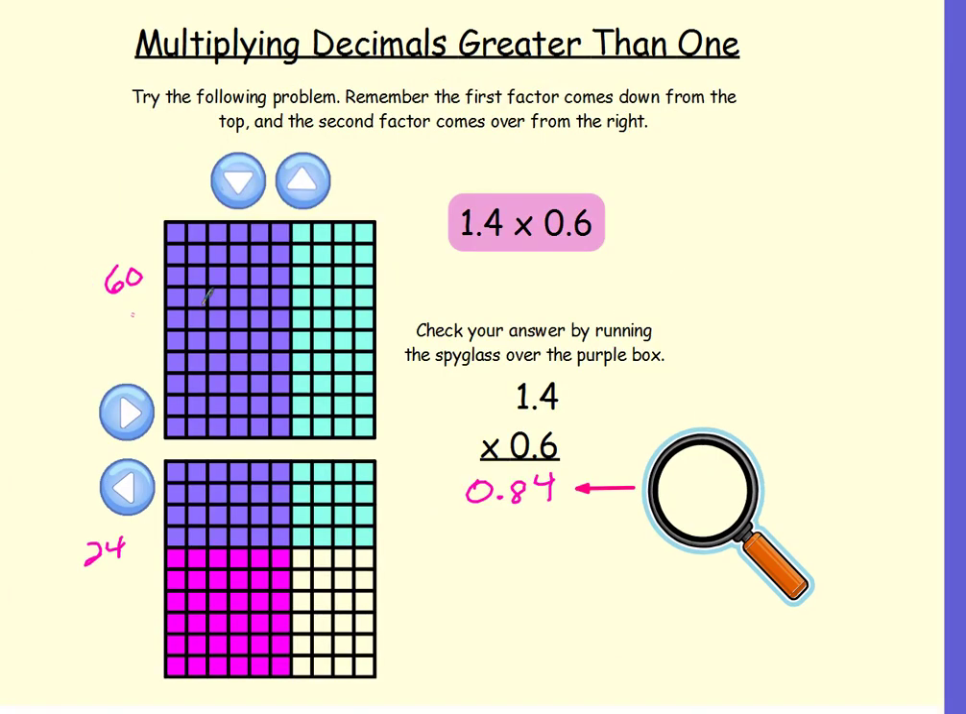Let's try this one. 1 and 4/10, so we have a tenth, times 6/10, times another tenth. And a tenth times a tenth is a hundredth. Is that what our answer was here? Yes, it was in the hundredths place.